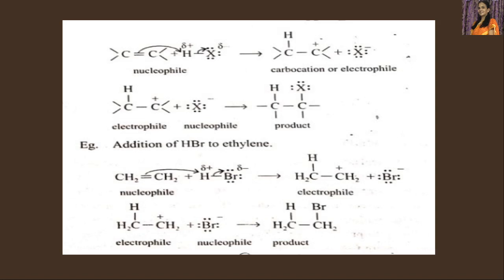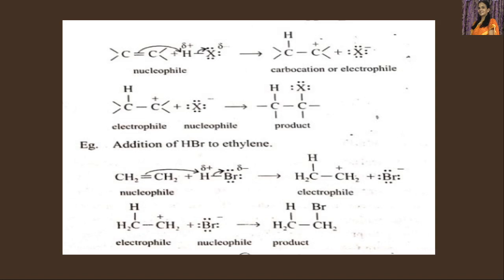So in the next step, what happens? This electrophile, the carbocation, combines with the halide ion by accepting a pair of electrons. It has an extra electron pair, the minus charge, that is. So accepting this electron pair, it forms the final product.